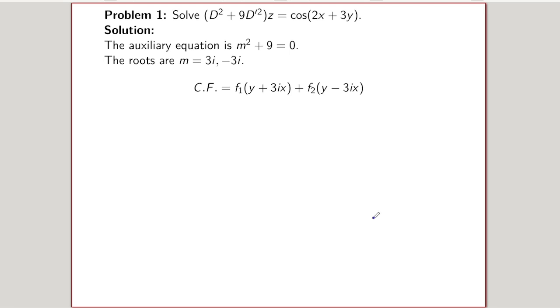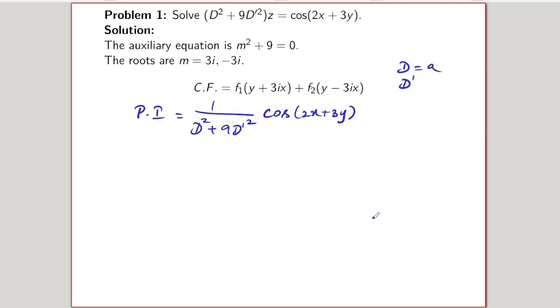Now to find the particular integral, it is nothing but 1 by D square plus 9 D dash square into cos(2x+3y). Now comparing this cos term with cos(ax+by), we know that a is 2 and b is 3. And we have to replace, the rules are D square with minus a square. So D square will be minus 4. D dash square with minus b square, which is minus 9. And then D D dash with minus ab, minus ab is nothing but minus 6.